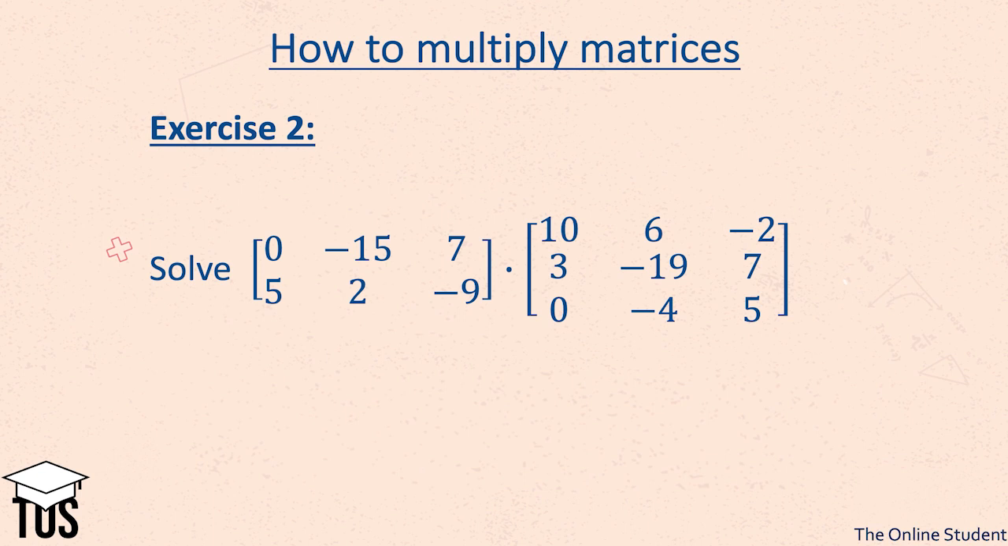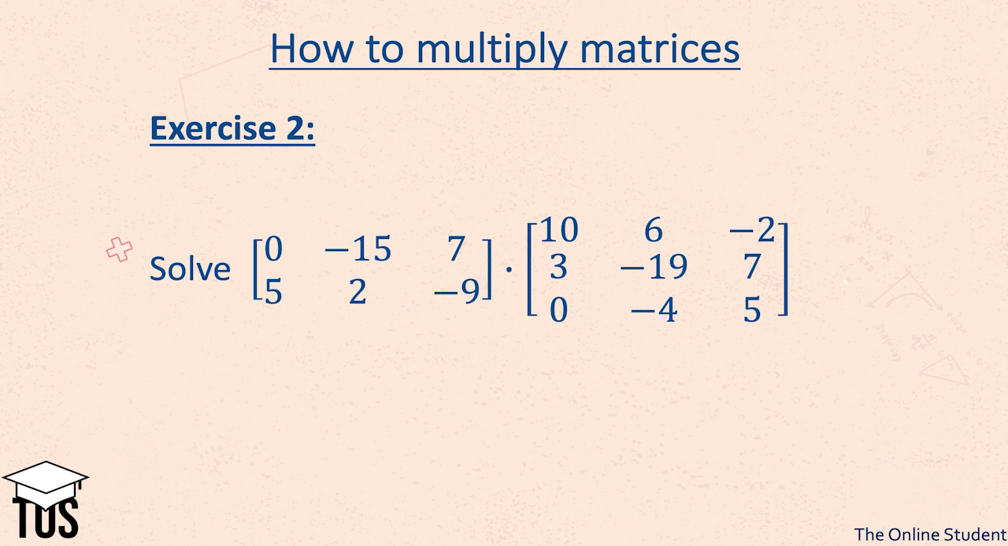Now we have one exercise left. This time we are going to look at the multiplication of these two matrices. Again, the first thing you should always do is look at the dimensions to first see if it is even possible to multiply these two matrices. And if so, then you can also, again, determine the dimensions of the resulting matrix. So you kind of know what you're looking at.